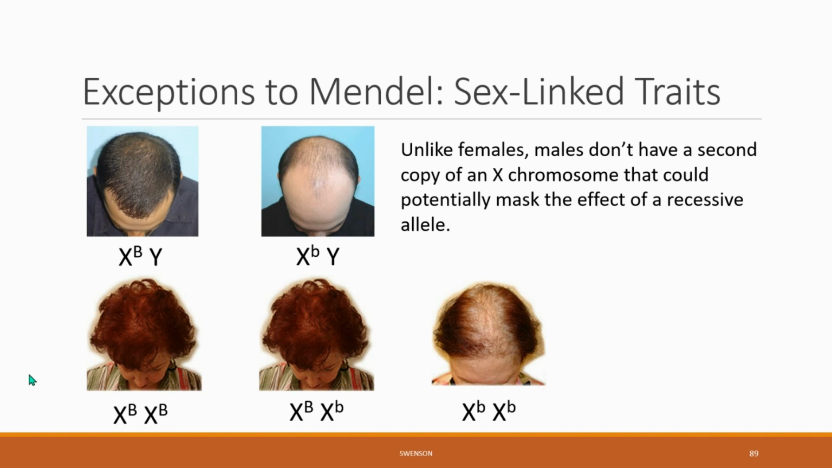So unlike females, males don't have a second copy of an X chromosome. They are XY. Women could have a balding gene on one of their chromosomes, not exhibit balding, and that could potentially mask the effect of a recessive balding gene, lowercase b. Men, however, only have one X chromosome. So if that chromosome has an allele for baldness, they will exhibit that phenotype.